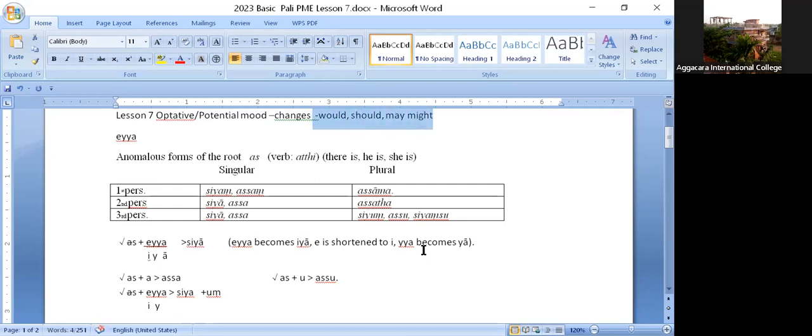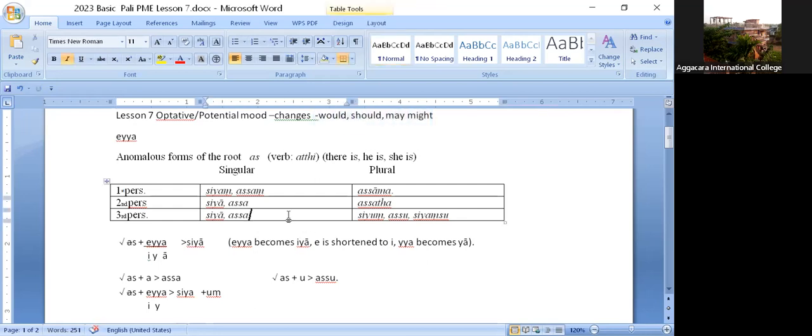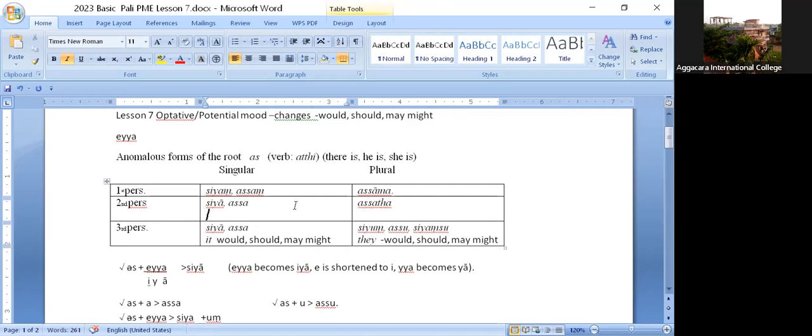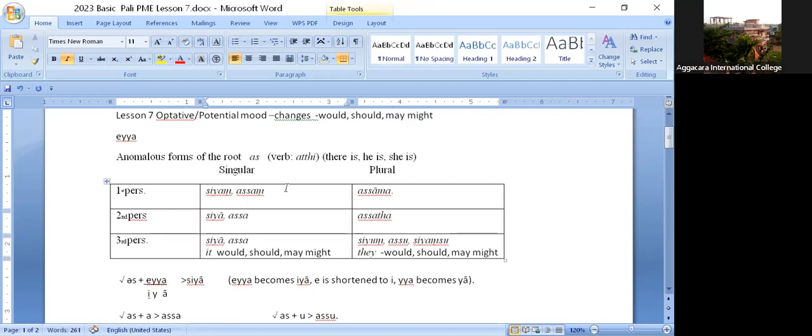If third person, it will be siya, asa: it would be, it should be, it might be. Then siyum will be they: they would be, they should be. And this is you: you would be, you should be, you might be. And you all, plural: you would be, you should be, you might be. Siyam, asam will be I: I would be, I should be, I might be. And asama will be we: we would be, we should be, we might be.